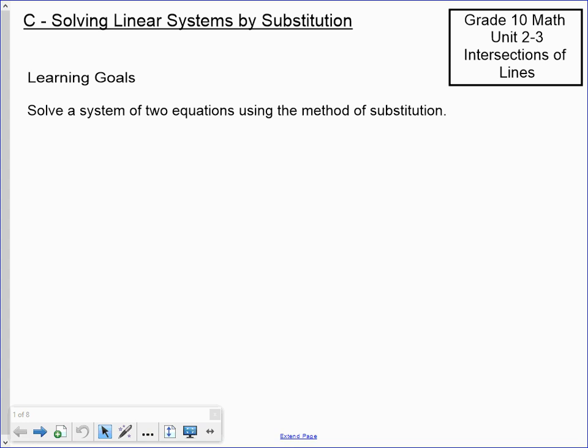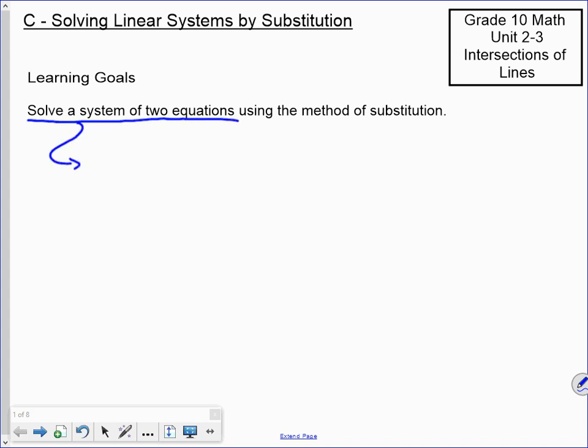Okay, we're looking at solving linear systems by substitution. Our goal here is that by the end of today, we should be able to solve a system of two equations using the method of substitution. In the previous lessons, we talked about what it means to solve a system of two equations.